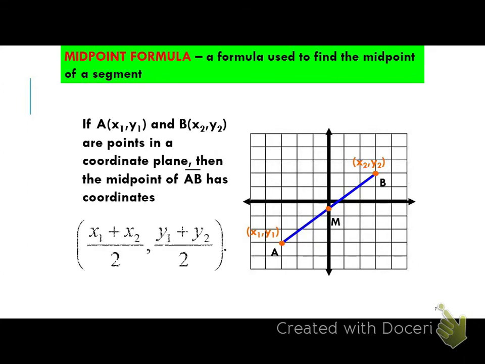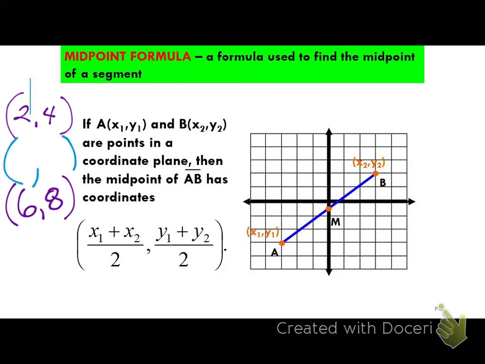And then the formula looks like this. You add the x's, divide by 2, and then you add the y's and divide by 2. So go ahead and write that in your box. Add the x's, divide by 2, add the y's, and divide by 2. So we're going to do the same kind of question, but with the formula. So take the x's. What are the x's of these 2 coordinate points?